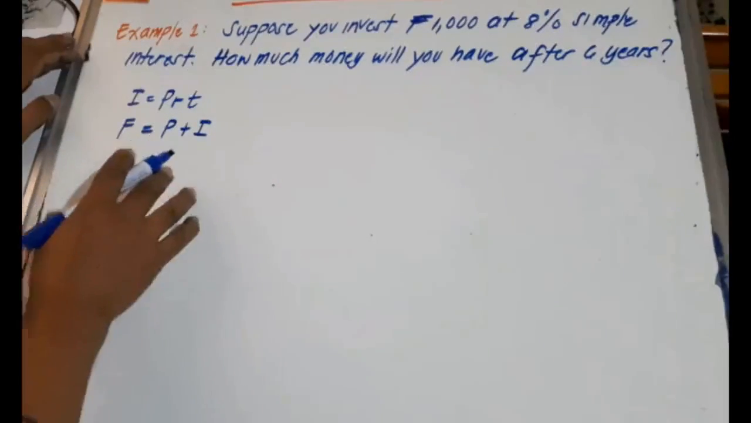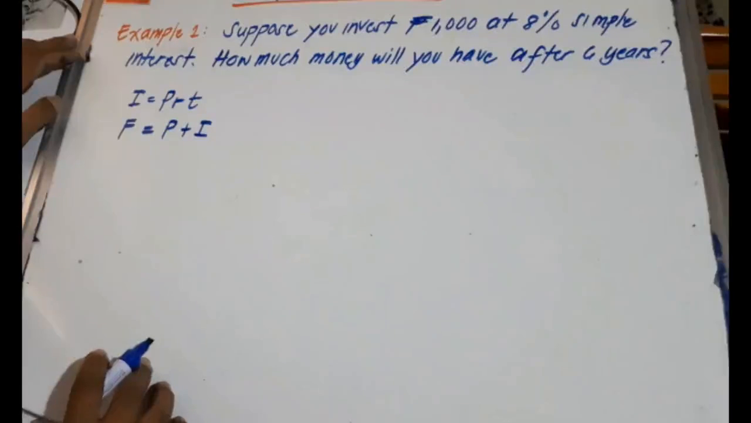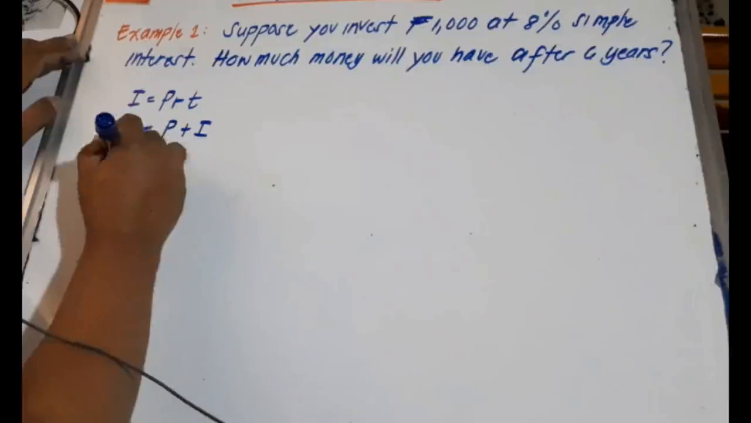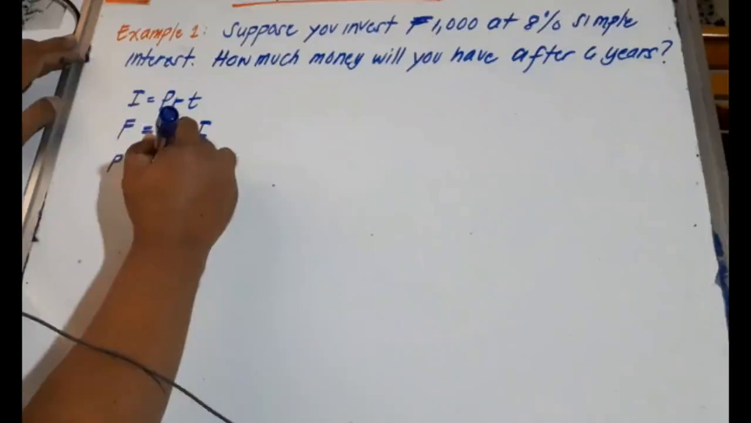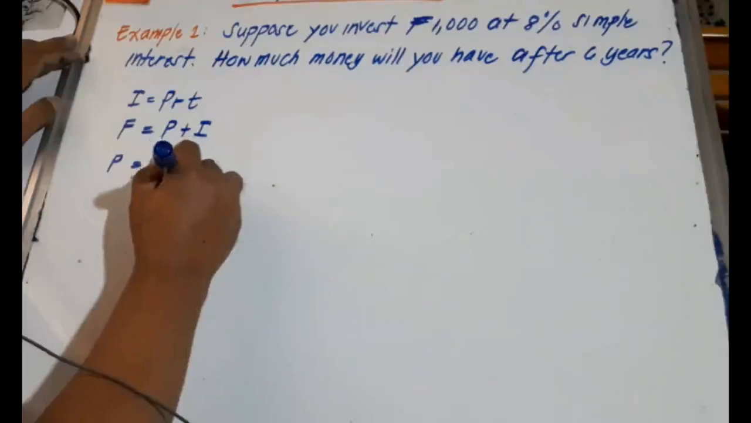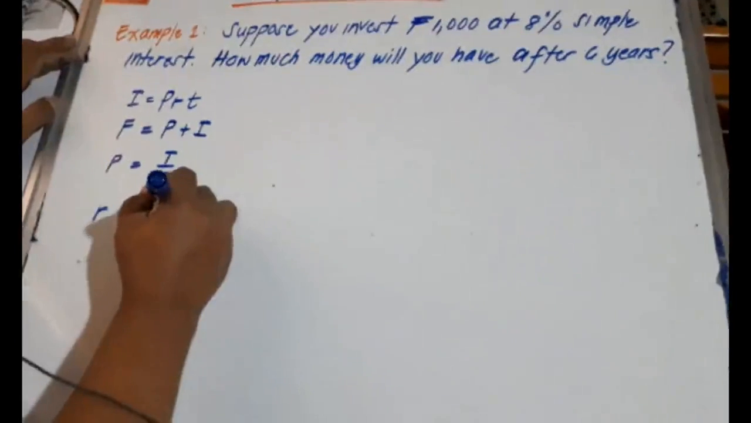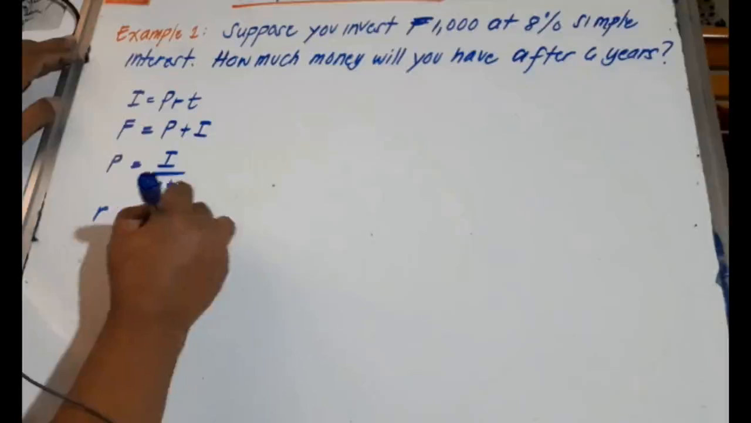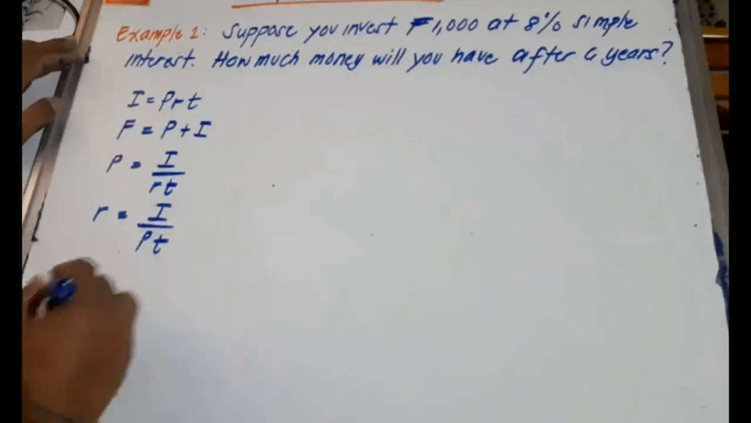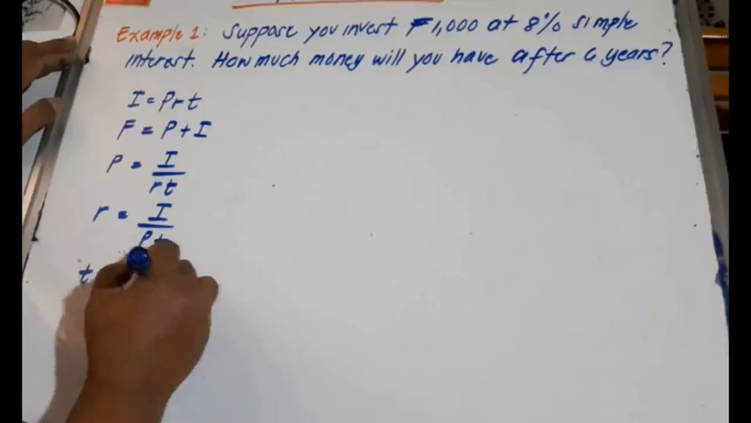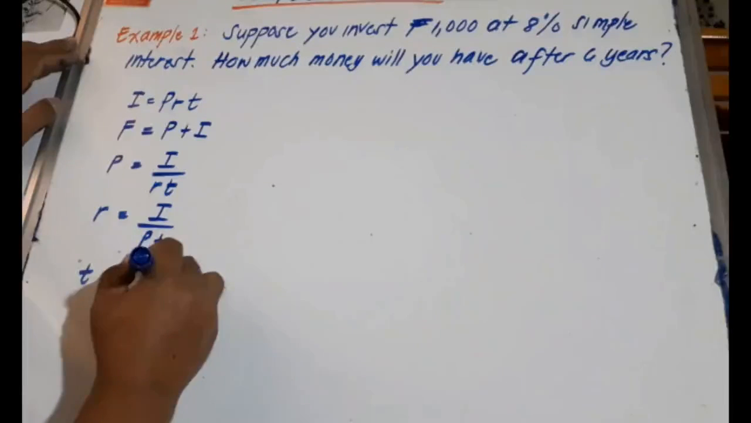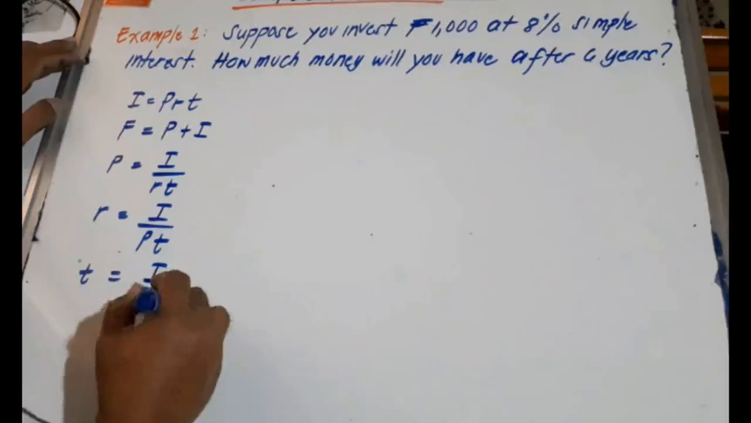We have the third formula, P equals I over RT. Next, we have R equals I over PT. For T, we have I equals PR.